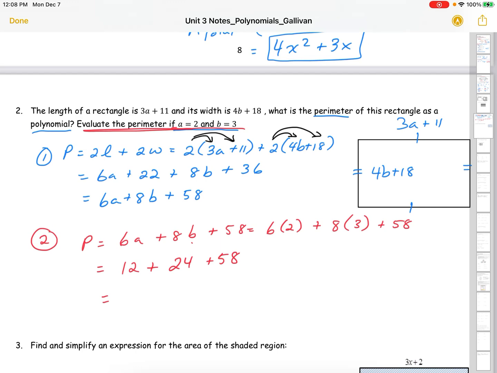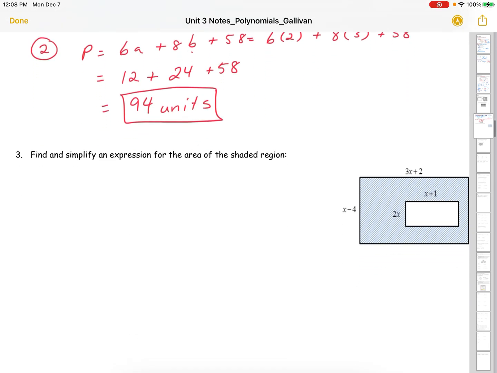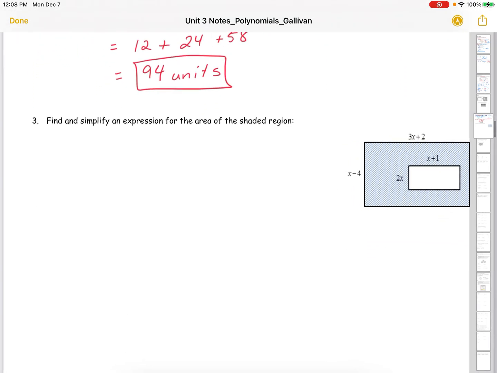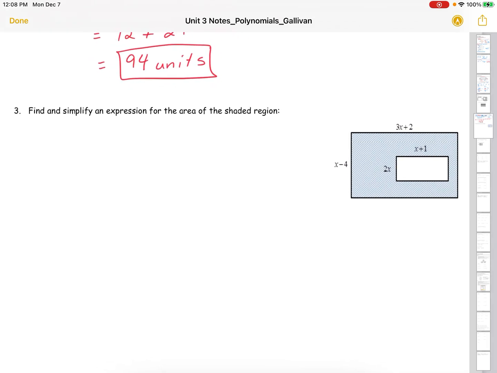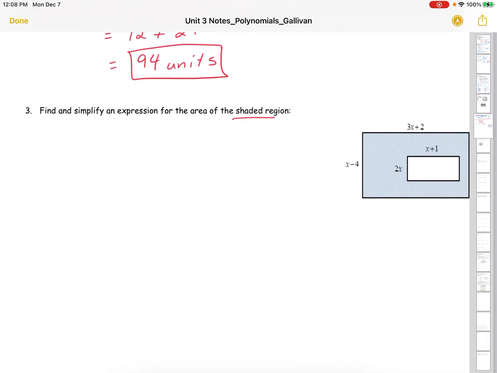I'm going to double check this with my calculator. I think it's 94, but I want to be sure. 12 plus 24 plus 58 equals 94 units. Okay, so for evaluation, you're just going to substitute in and solve. Now for question 3, the big thing is that you're going to find the area of the shaded region.